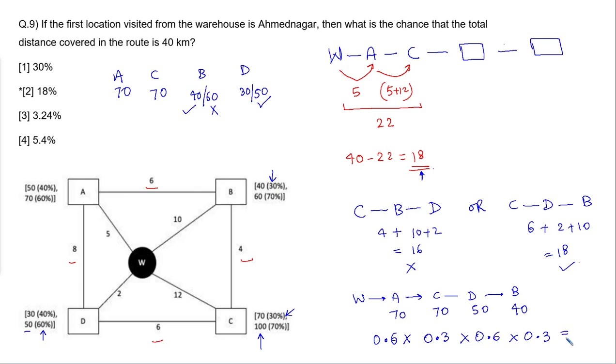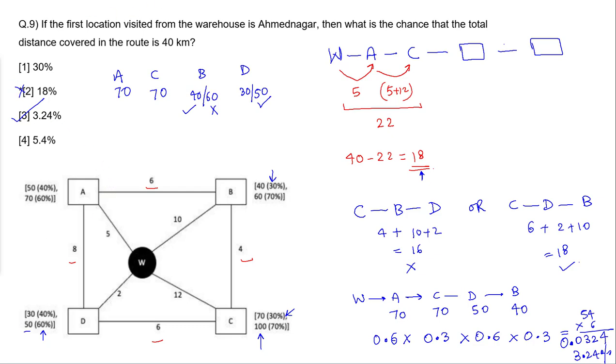So let's multiply these numbers. What will we get? 3 into 3 is 9, 9 into 6 is 54. Now 54 into 6, this multiplication is going to be 324. So this is going to be 0.0324. So the answer of this question is going to be 3.24%, not 18%. The answer of this question is 3.24%.